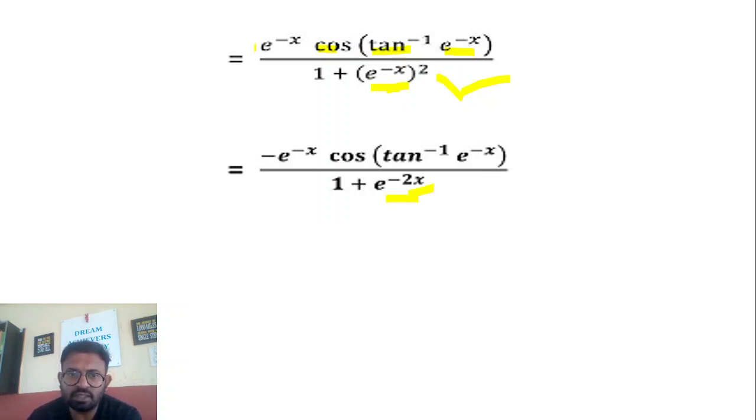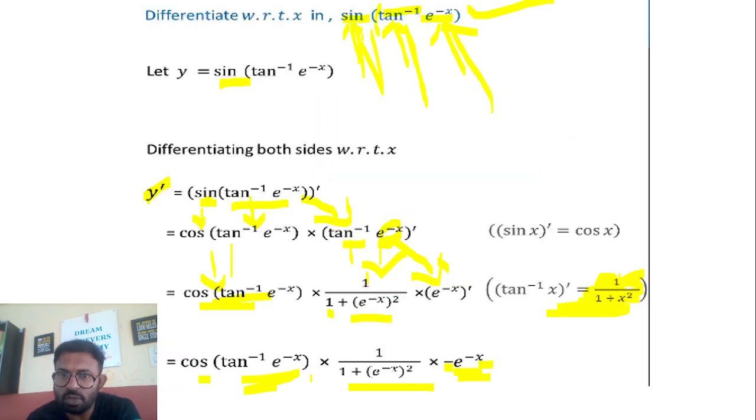Okay, this minus sign will be there here, it is missed. So minus e power minus x into cos of tan inverse of e power minus x by 1 plus e power minus 2x. This is a way to solve this type of problem. Don't get confused whether I need to use product rule or not. No need to use it. Directly you should differentiate sine, next tan inverse, next e power minus x, as I did earlier. Let me continue with the next problem.